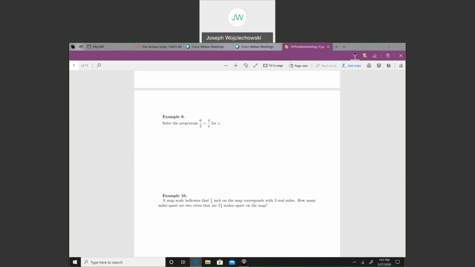Okay, now we have another proportion equation here. We have 6 over 2 is equal to 4 over x. Again, cross multiply. We have 6 times x is equal to 2 times 4. 6x is equal to 8. So x equals 8 divided by 6. And unless it says to reduce it or put it in a decimal, that is fine. We can reduce this to x equals 4/3.